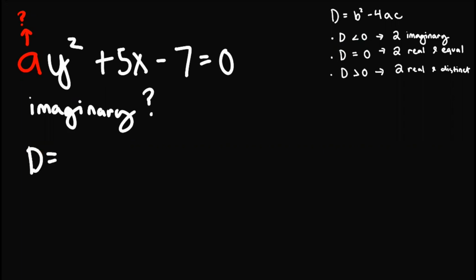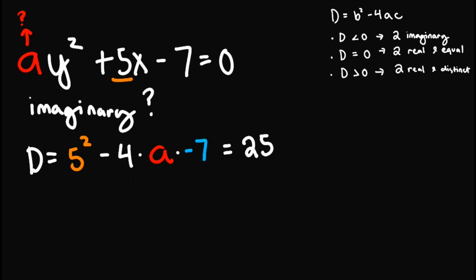D is equal to b squared, so that is 5 squared minus 4 times a times c, which is negative 7. So don't forget the negative sign. Negative 7. Simplifying this, we'll have 5 squared is 25. Then negative 4 times a times negative 7 is plus 28a. Then we'll have here less than 0. Since we know that for the roots of this quadratic equation to be imaginary, the discriminant must be less than 0.